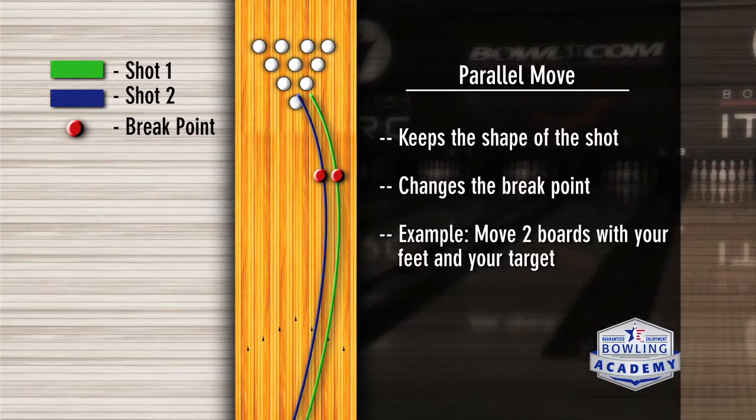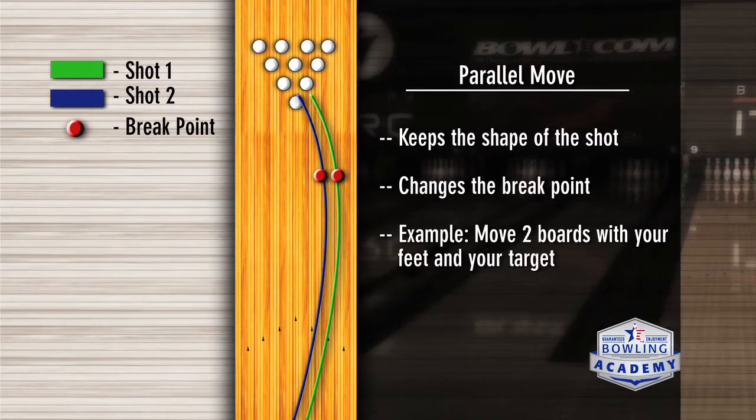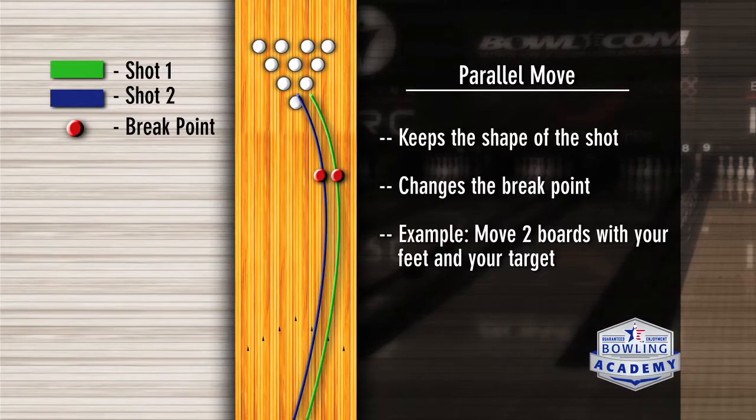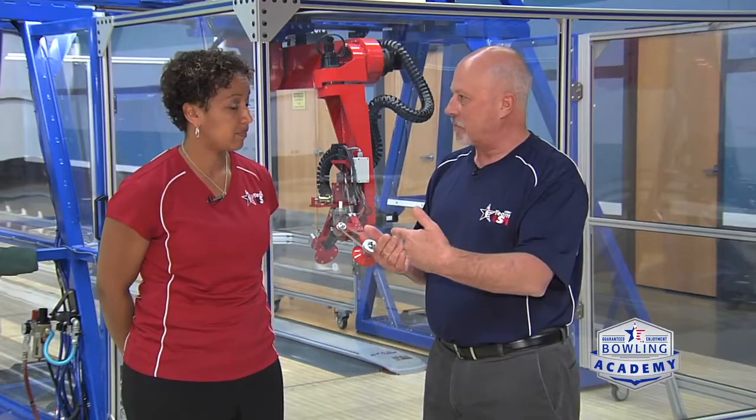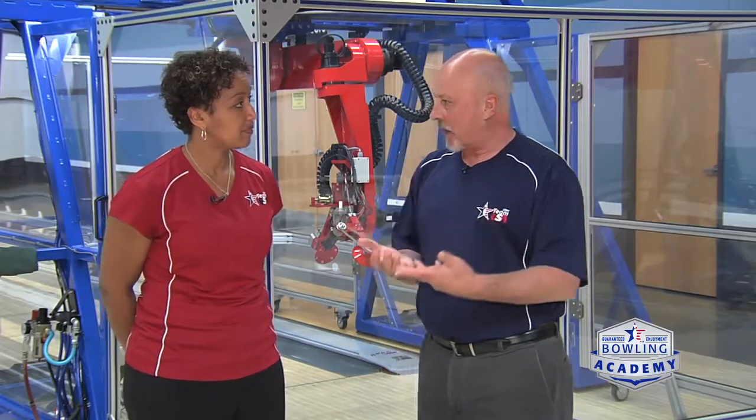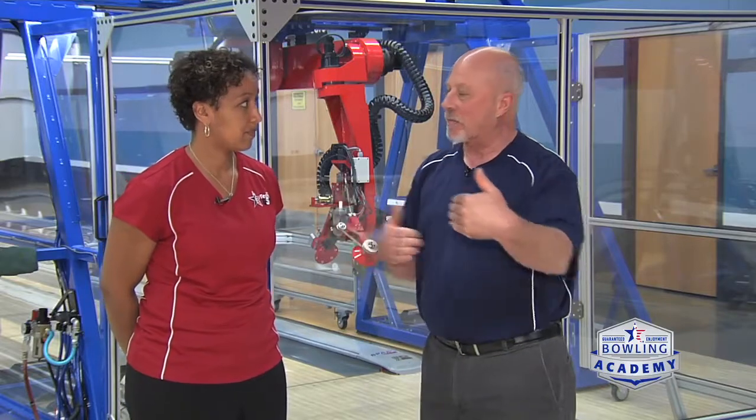Right, so for example, a 2 and 2 would be 2 with your feet and 2 with your eyes in either direction. So you want to look at the shape of the shot. If the shape of the shot looks good, it just ended up in the wrong place, we want to make a parallel move. If it looks like it's too much angle or not enough angle on the back end, then we want to make a diagonal move. And you just want to change where the ball is going to finish.